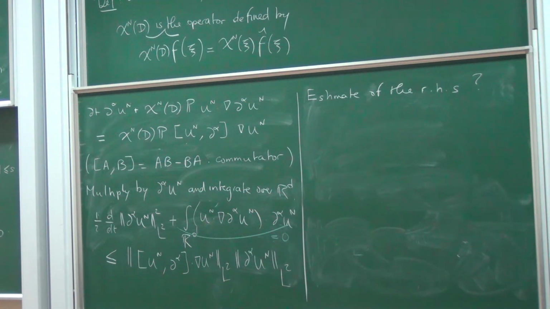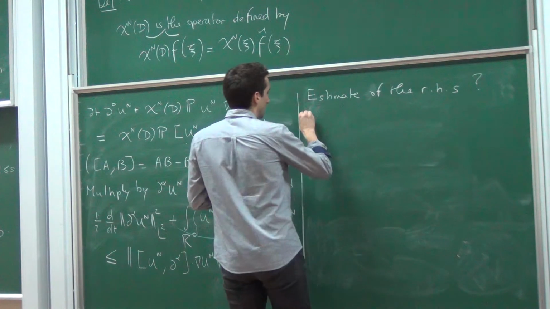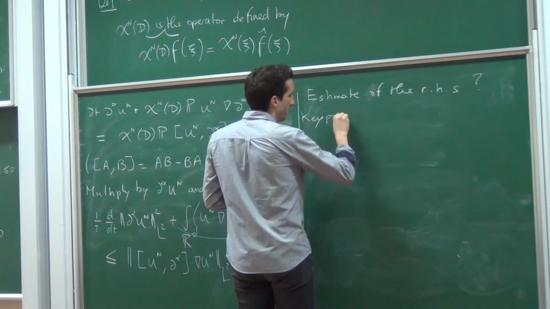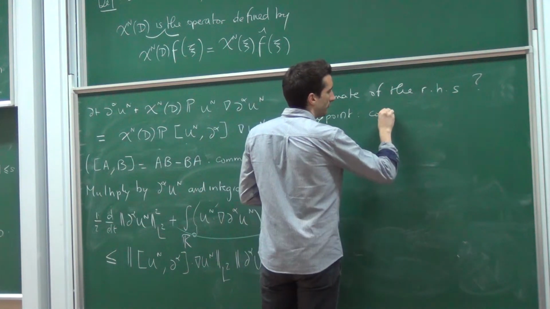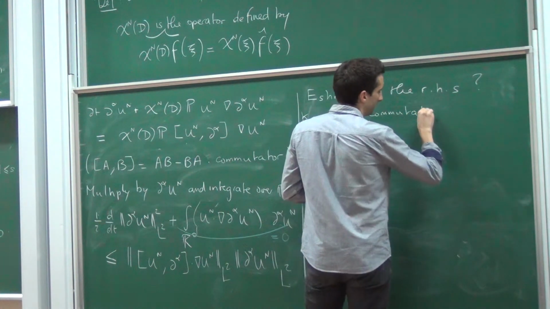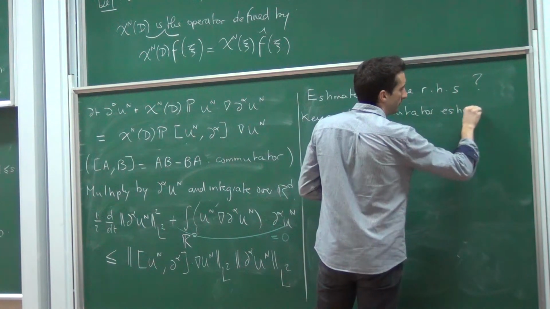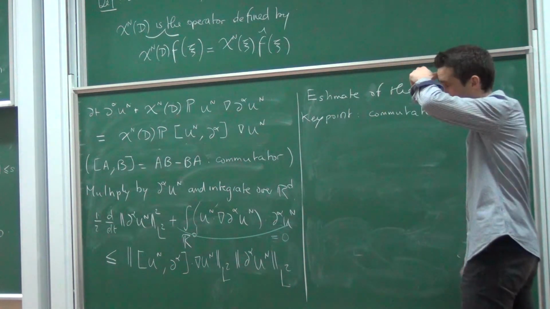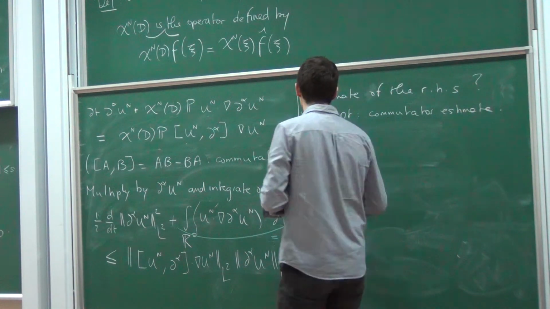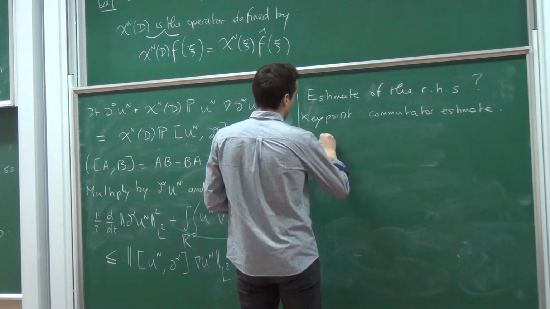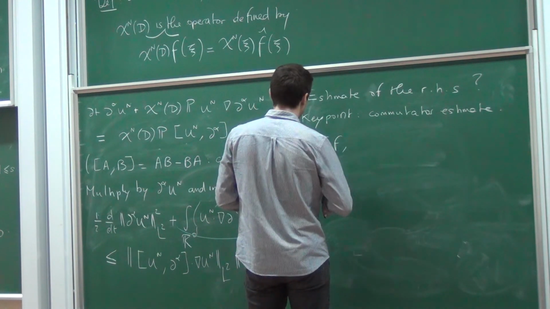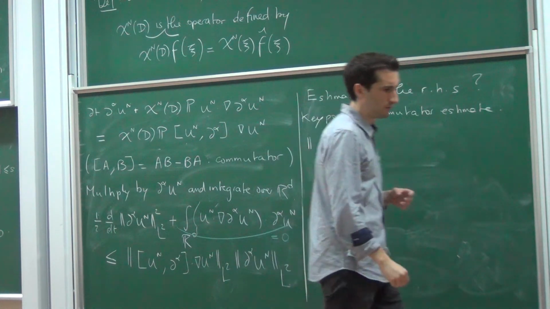And so, to estimate this right-hand side, the key point is the following commutator estimate. What happens when you look at, so how is it?